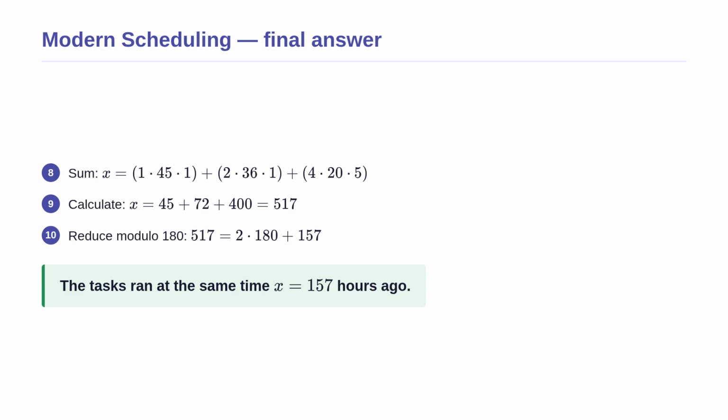We multiply the remainder, partial product, and inverse for each of the 3 tasks. This gives us 45 plus 72 plus 400. Adding these together yields a preliminary total of 517 hours. To find the smallest positive time, we divide 517 by our total modulus of 180. The remainder is 157. Physically, this tells us that exactly 157 hours ago, all 3 server tasks ran at the exact same time. This shows how the theorem can look backward in time to find synchronized events.